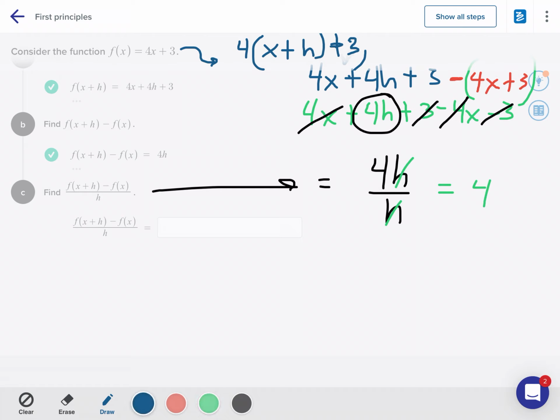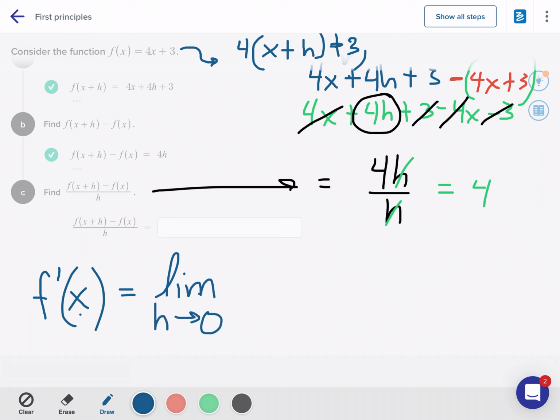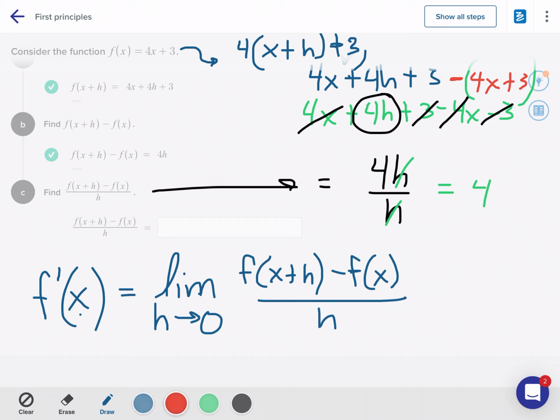Here's the important concept that we have not yet discussed. A derivative in calculus, we notate it as f prime of x. There's an apostrophe there. And the definition of this derivative is given by the limit as h approaches 0 of some function f of x plus h minus f of x divided by h. We have seen this before, and this is called the difference quotient.